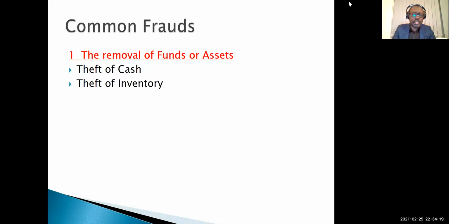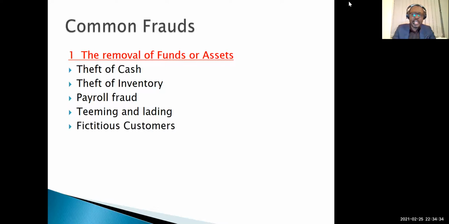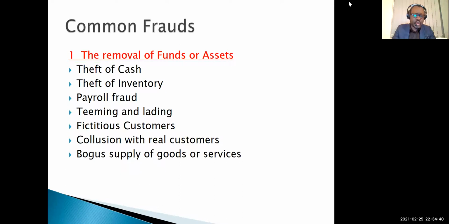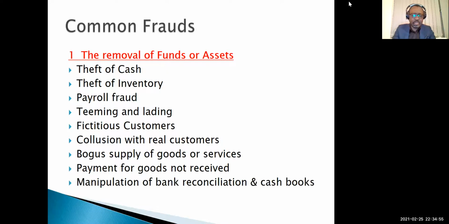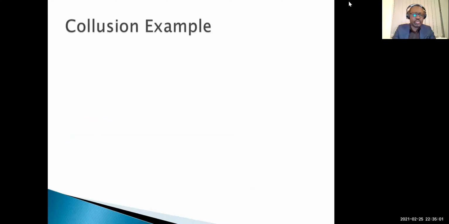So the common frauds, removal of funds or assets. Like I said, examples could be stealing cash, stealing inventory, payroll fraud, in putting someone on payroll when you know the person is not supposed to be there. Someone has left the organization, you are not taking the person off payroll, okay, and diverting the funds into your account. Teeming and lading, all right, fictitious customers, collusion with real customers, okay, and then some bogus supply of goods or services, maybe from suppliers when you know nothing has come in, but you still record that a supplier has worked for the organization. Payment for goods you've not received, okay, from non-existing suppliers. And also we could manipulate the cash and bank reconciliations just to be able to make some good money.